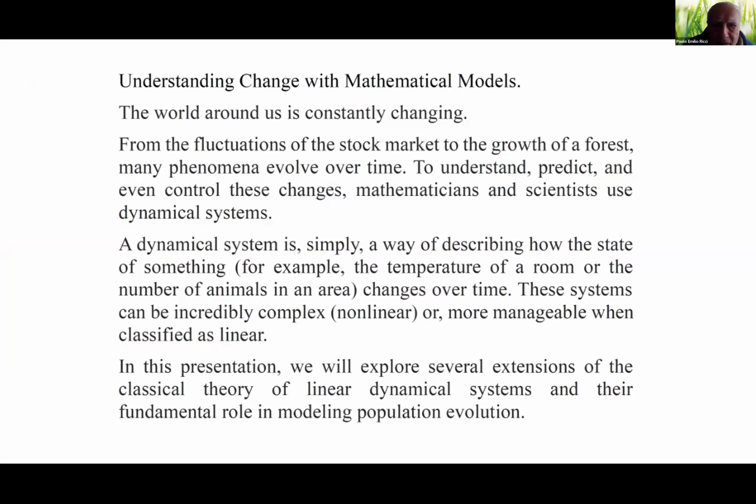Understanding change with mathematical models. The world around us is constantly changing, from the fluctuation of the stock market to the growth of forests and many phenomena over time. To understand, predict, and even control this change, mathematical scientists use dynamical systems. A dynamical system is simply a way of describing how a state is changing. For example, the temperature of a room, the number of animals in an area, and so on, change over time. These systems can be incredibly complex, non-linear, or more manageable when they are classified as linear.